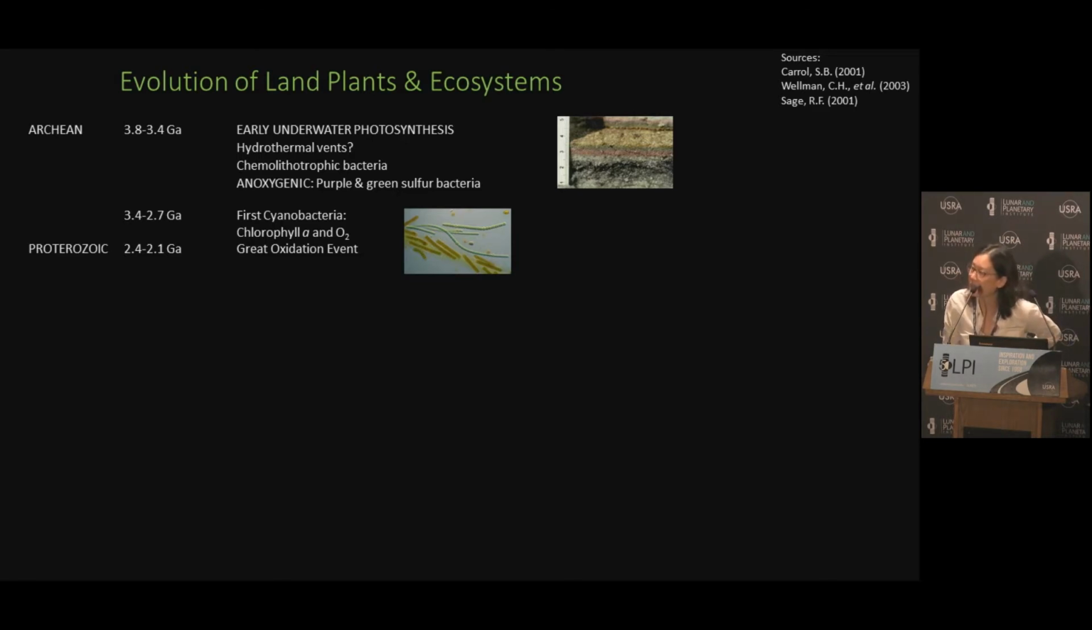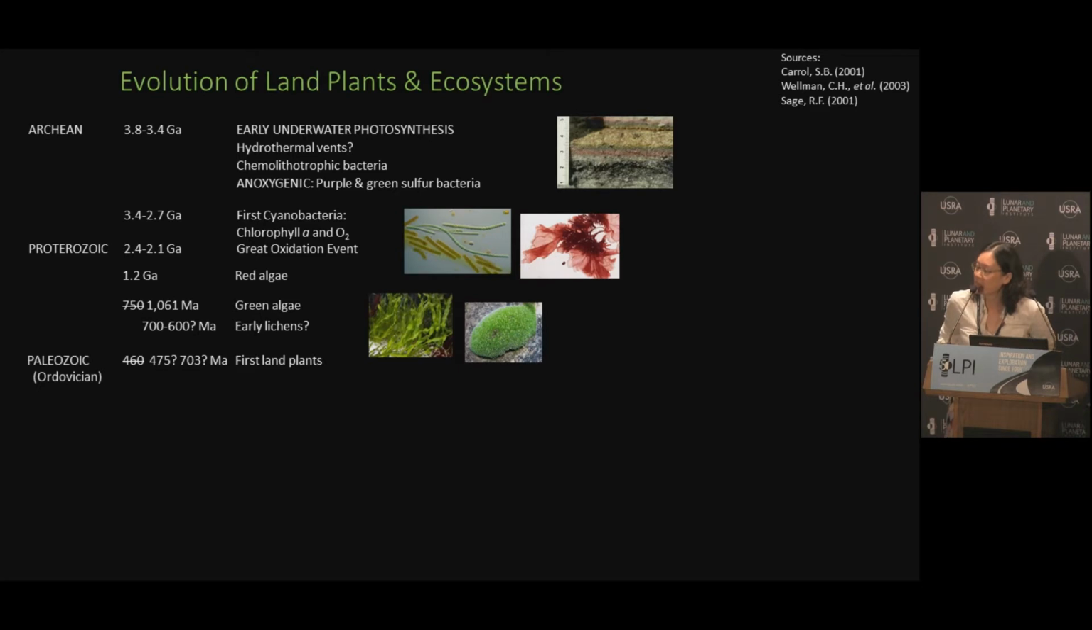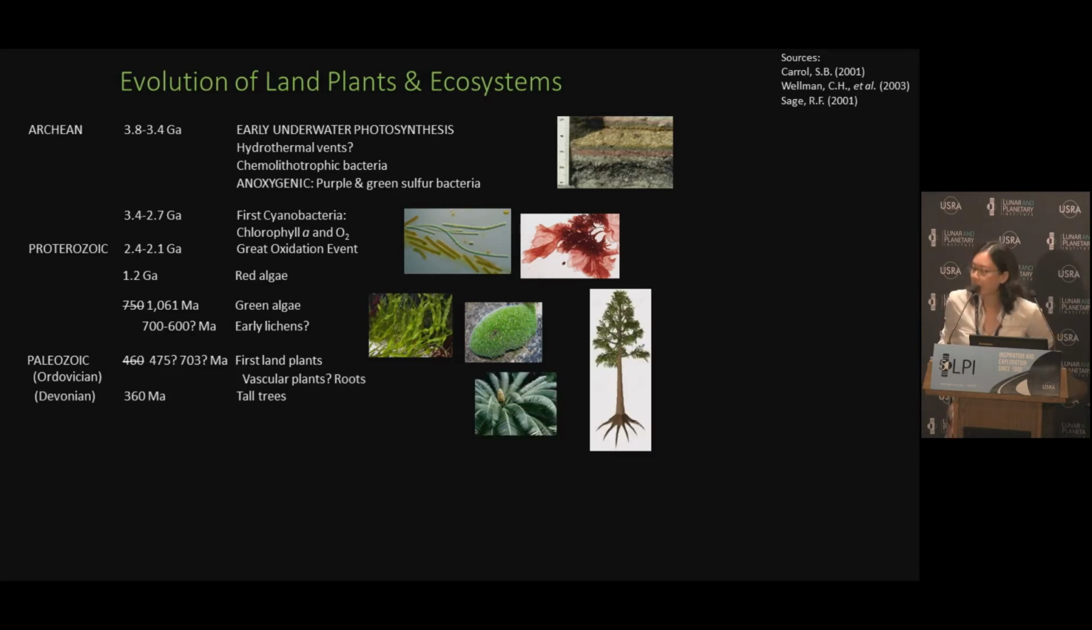The cyanobacteria, through endosymbiosis with animal protists, became the plastids of eukaryotic algae. So we got algae growing in the oceans, and first red algae, and then green algae became their more light-adapted cousins that finally rose to the surface and became the ancestors of land plants. And so the earliest land plants were non-vascular, like lichens and bryophytes. And then we finally got vascular plants with roots and tall canopies.